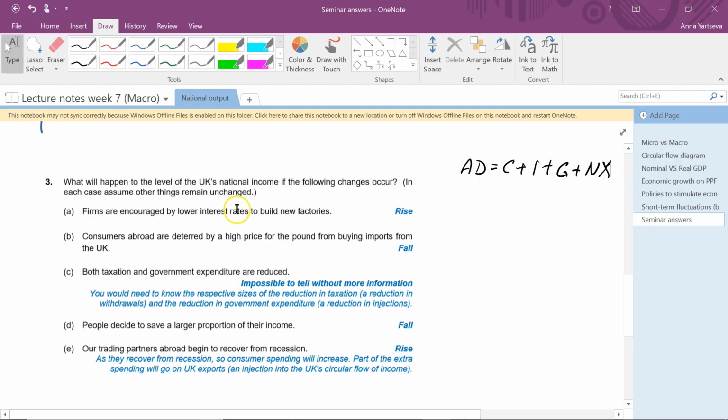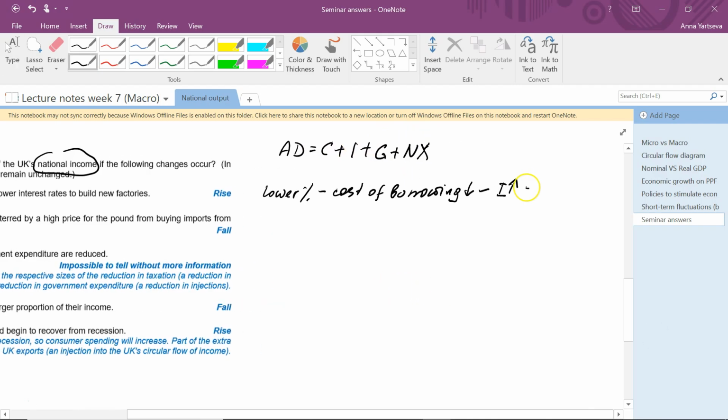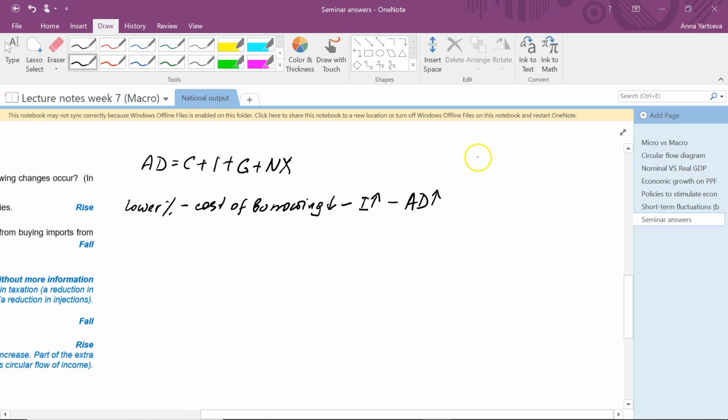So what will happen to the level of national income, which is national output and GDP, if the following changes occur? So let's have a look. Firms are encouraged by lower interest rates to build new factories. Lower interest rates implies that cost of borrowing are lower, cost of borrowing drop, which will encourage investments. In other words, one of the components in our aggregate demand will increase, aggregate demand itself will go up, and now we can actually sketch a diagram to represent this idea.